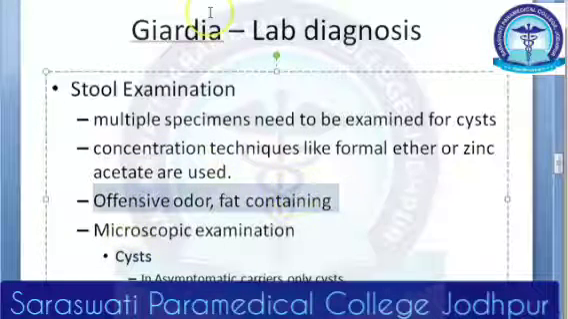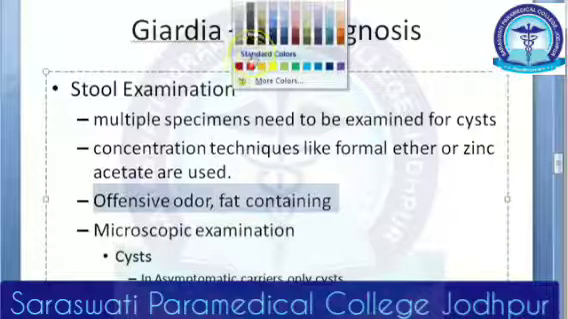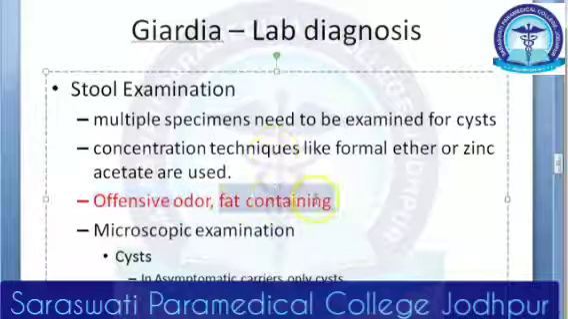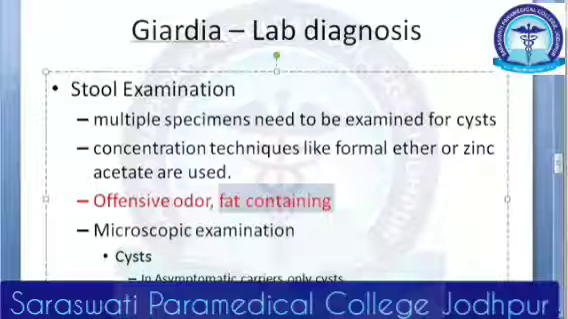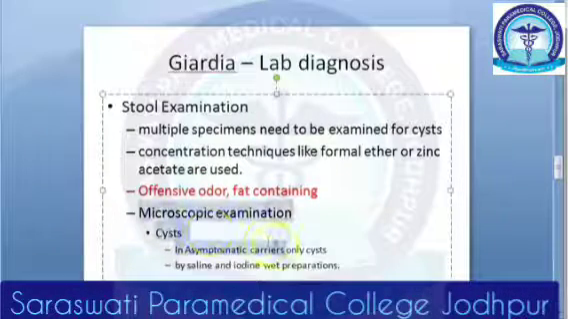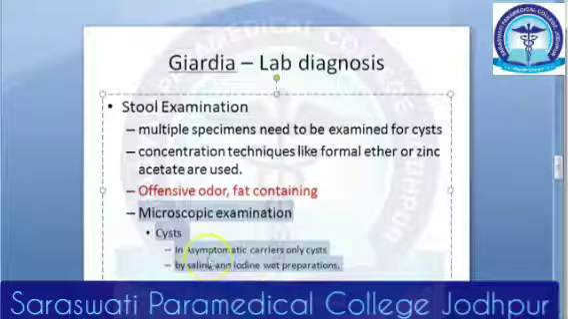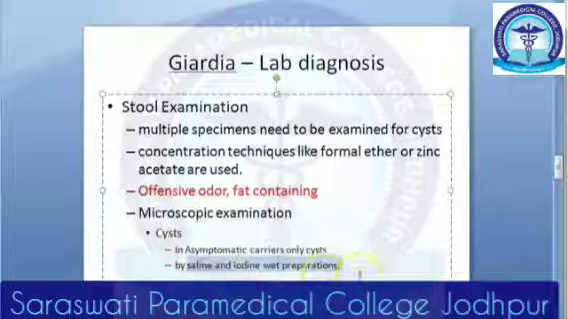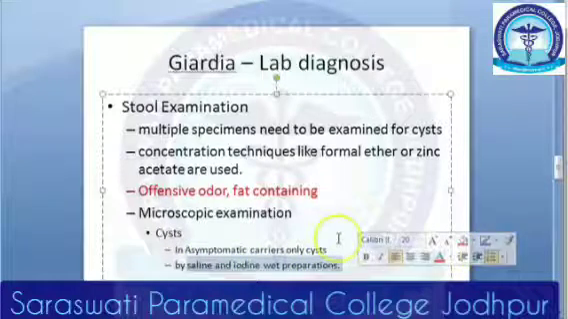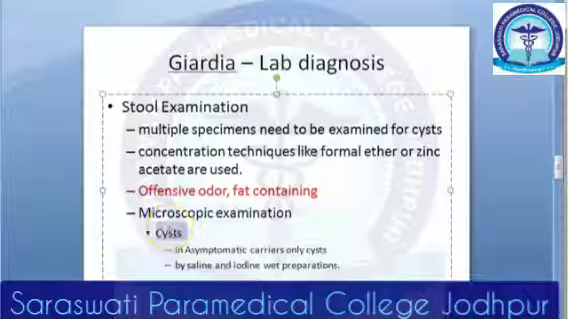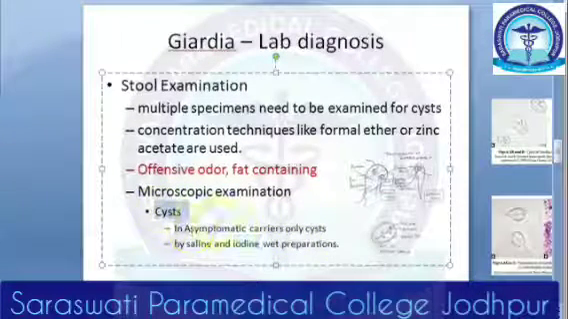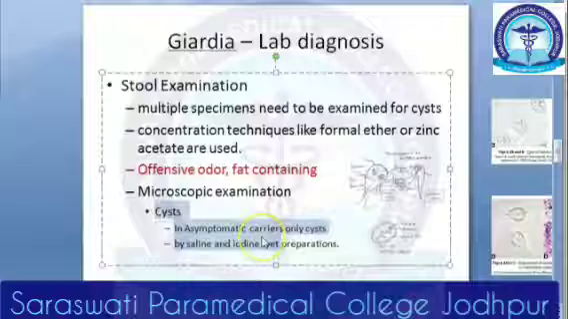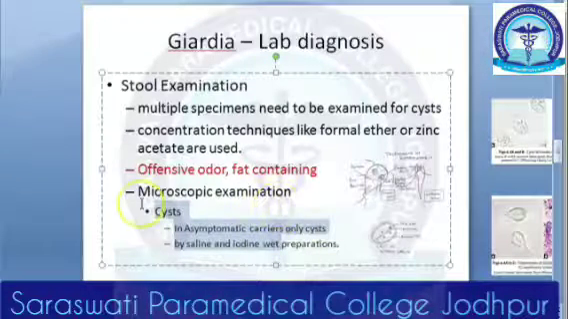The stool will have an offensive odor and it will be fat containing. This you know, right? Because there is steatorrhea, fat malabsorption. On microscopic examination, you will see the cysts. If only cysts are there, that time it is an asymptomatic carrier, and you can use saline and iodine wet mount preparations to observe these cysts. Similarly, for trophozoites you can use saline, Giemsa stain and iodine.